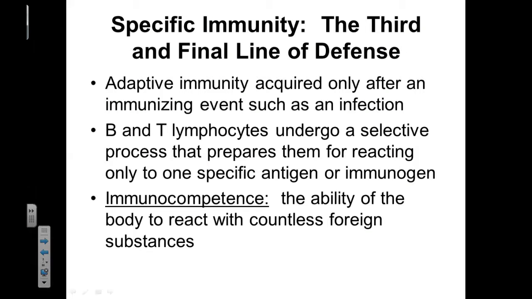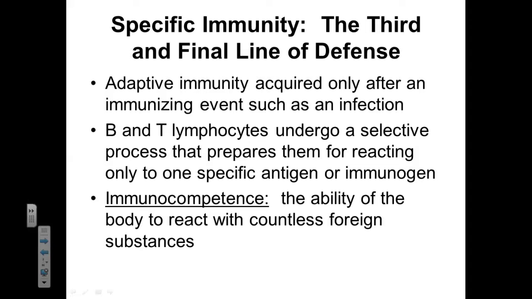Starting off, let's broadly define what specific immunity is, aka the adaptive immune system. We can only get adaptive immunity after we've been exposed to a pathogen, after we become immune to a pathogen. Our T and B lymphocytes, also known as our T and B cells, are going to be responsible for giving us immunity or activating our adaptive immune system. They're going to go under a series of processes that allow them to react to one specific antigen, aka immunogen, associated with a specific pathogen.